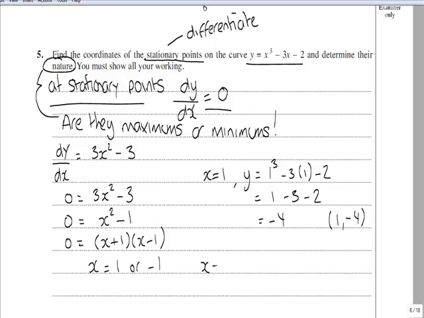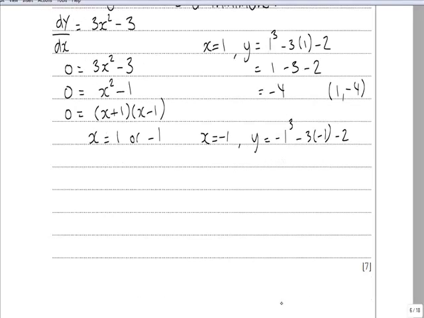When x is minus 1, y will be minus 1 cubed minus 3 lots of minus 1 minus 2. Well, minus 1 cubed is minus 1. Minus 3 times minus 1 is plus 3, minus 2. So that would give me 0. So my other stationary point is at minus 1, 0.